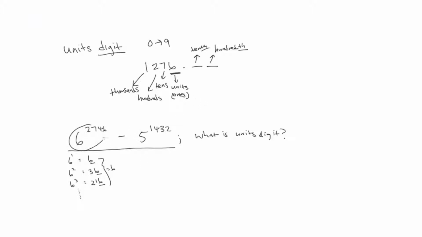So whatever this number happens to be, 6 to the 2746, is going to be some really large number, and at the very end, the units digit, however, is going to be 6. Now we can do the same thing for 5. 5 to the 1 is 5. 5 to the 2 is 25. 5 to the 3 is 125. And again, we can keep going on, but we really just care about the units digit.